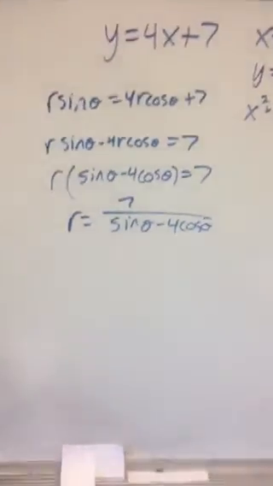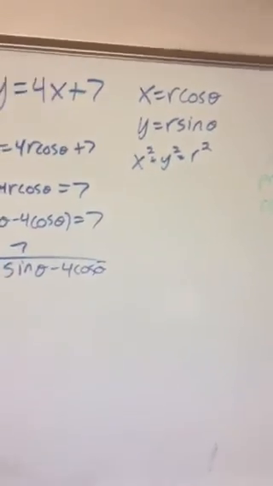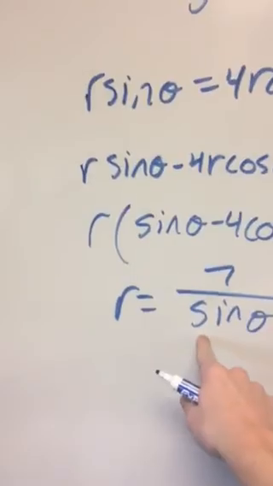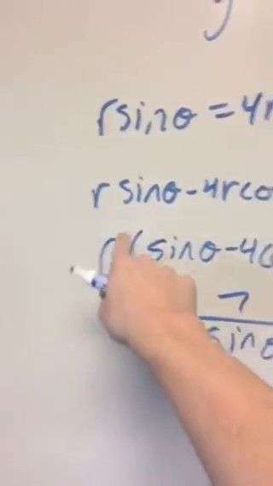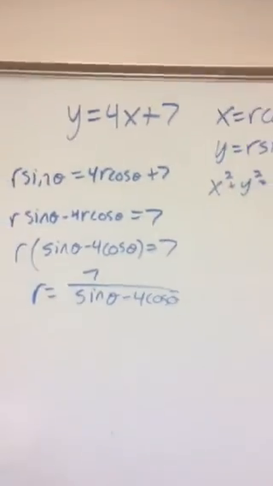And then that's it. That's in polar form now. To go backwards, you just undo everything again. So you're good. So you just work backwards now. You can multiply this back over, you can distribute your r back in, and then work backwards until you're left with y equals 4x plus 7.